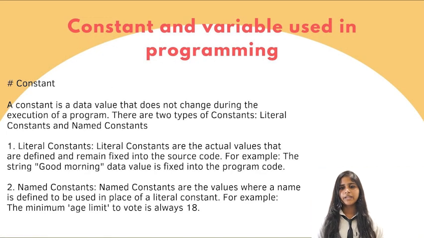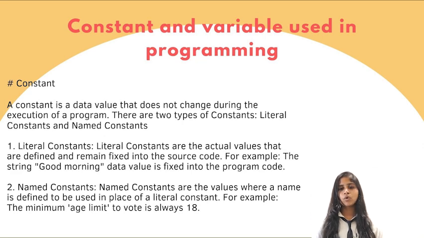Coming to the next topic, that is constants and variables used in programming. So first we have constant. A constant is a data value that does not change during the execution of a program. It remains the same. There are two types of constants, literal constants and named constants. Literal constants are the actual values that are defined and remain fixed in the source code. For example, the string "good morning" is fixed into the program code.